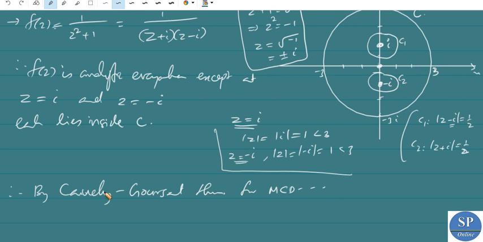Clear? So the integral over C of f of z dz is equal to the integral over C1 of f of z dz plus the integral over C2 of f of z dz. Okay, now what is f of z? F of z is actually 1 by z square plus 1, and it is actually 1 by (z plus i) into (z minus i).